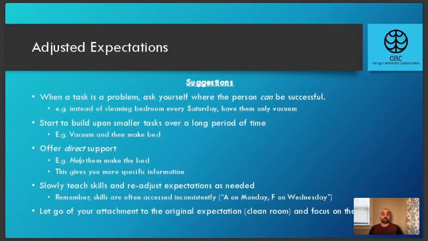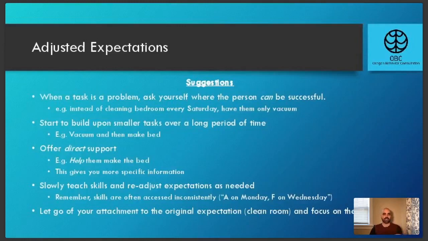So just some things to keep in mind when it comes to adjusted expectations. When there is something that is continually a problem, you want to pause yourself, adjust your expectations and ask, where can the person be successful?